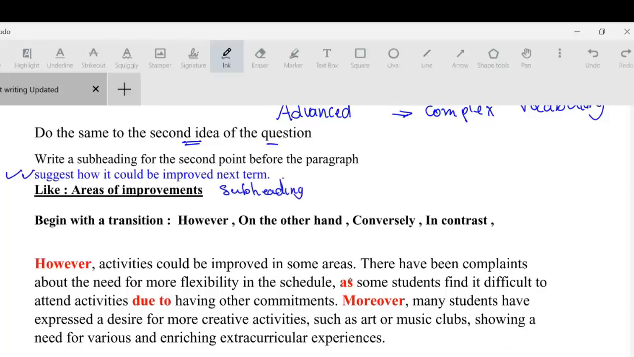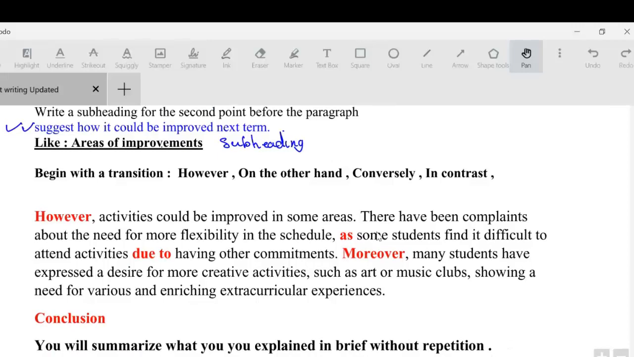What's my subheading? Areas of improvement. It means this paragraph will include what? Areas of improvement. Okay, as long as this paragraph has opposing ideas to the previous paragraph, I must use some transitions that show contrast, like however, because the first paragraph was about positives.